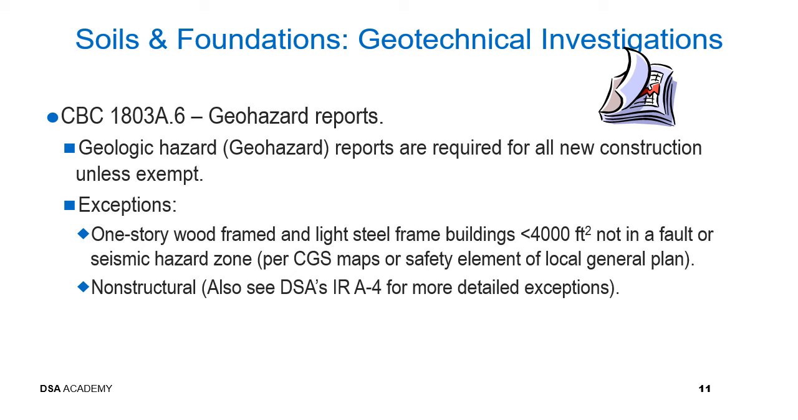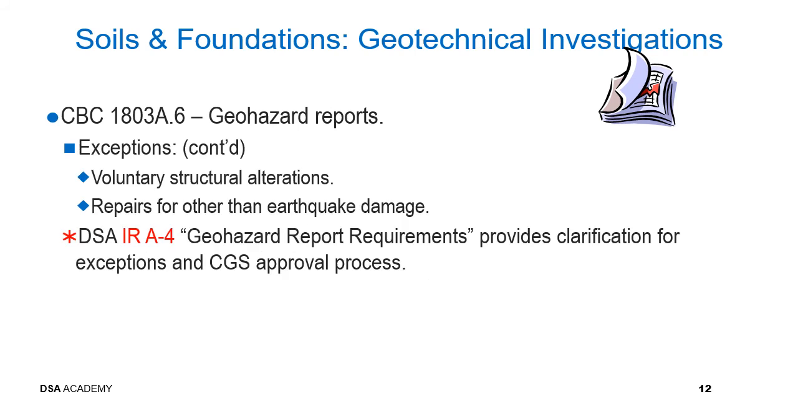Non-structural items are usually exempt from geohazard reports. You can visit DSA IR A-4 for more detailed exceptions. Other exceptions: voluntary structural alterations, repair for other than earthquake damage. Again, IR A-4 will cover and provide further clarification for exceptions and CGS approval process.